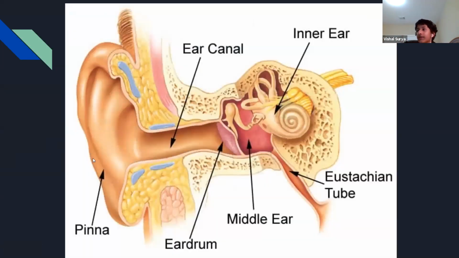So you can see right here, you have your pinna, or your auricle, the ear canal, your eardrum, your middle ear, and these are the three bones, the inner ear, and you have to know about the eustachian tube. You can look it up if you want, but these are the three main things that you need to know for hearing.